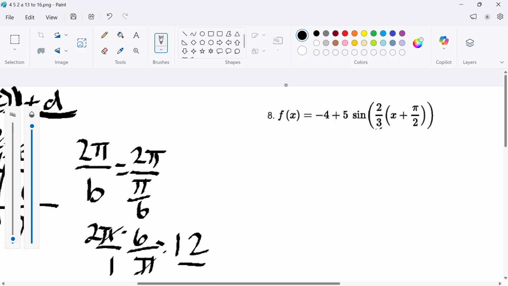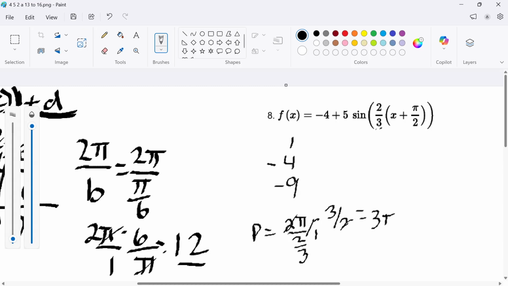All right, minus 4, so I'm going to go 0 minus 4 is minus 4, and then 5 up is 1, and 5 down is minus 9. And then I'm going to do the period, which equals 2 pi over 2/3, which is 2 pi times 3/2, the reciprocal. The 2's cancel out, so that's going to be 3 pi. And this one starts at pi over 2. I can do this simpler and just put a little mark. This is pi over 2, and it ends at 3 pi.